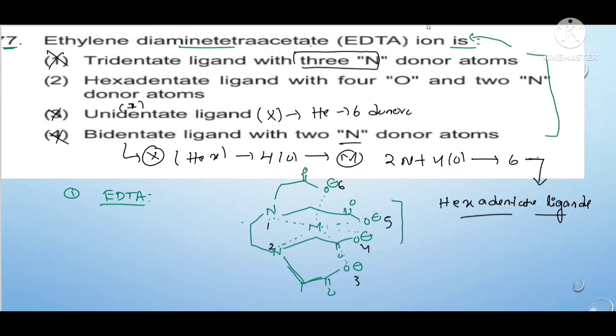Now let us verify the second option: hexadentate with exactly 4 oxygens. Here 1 oxygen, 2, 3, 4. 4 oxygens and 2 nitrogens. 1, 2, 2 nitrogens are present. In total, this is a hexadentate ligand. So 2 is our correct answer.